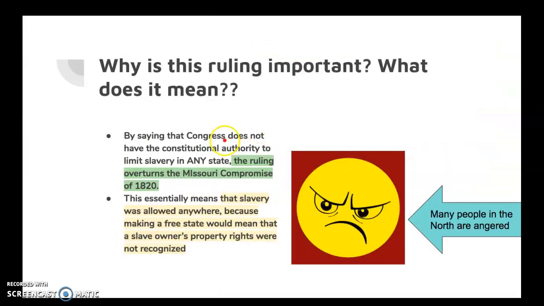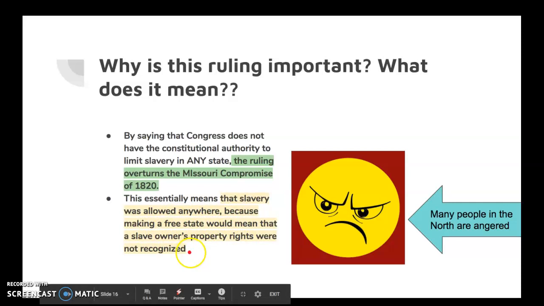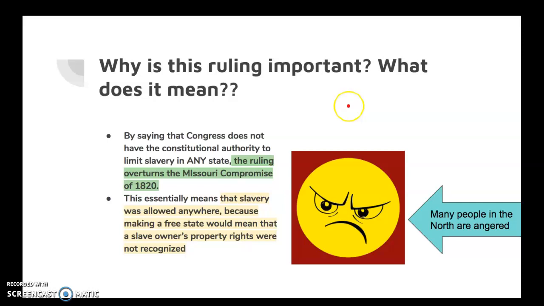So this is why that ruling is important. It overturns the Missouri Compromise of 1820, which was put into effect to preserve a balance between slave and free states. And it essentially means that slavery was allowed anywhere because making a free state would mean that slave owners' property rights were not recognized. Well, how would you think people in the North or abolitionists would feel about this? This is probably what their facial expressions looked like at the time. They were really, really angered by this. This is definitely a really, really dark moment in American history. Taney is forever reviled or hated for this decision.